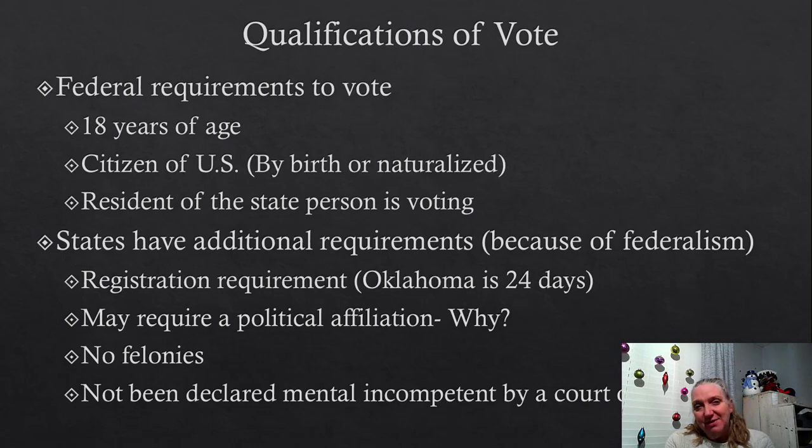Now, states can have additional requirements because, again, under the 10th Amendment, if the power was not granted to Congress, it belongs to the states or the people. And so in this case, the states have established additional requirements. Federalism. The registration requirement in Oklahoma is 24 days. Some states have 15, some states have 30 days. Some states let you register the same day. You must register, but you can register the same day. Only North Dakota does not have a registration requirement. The states may ask for a political affiliation.